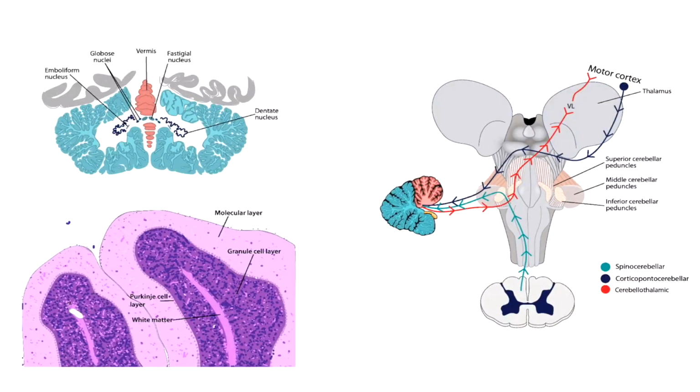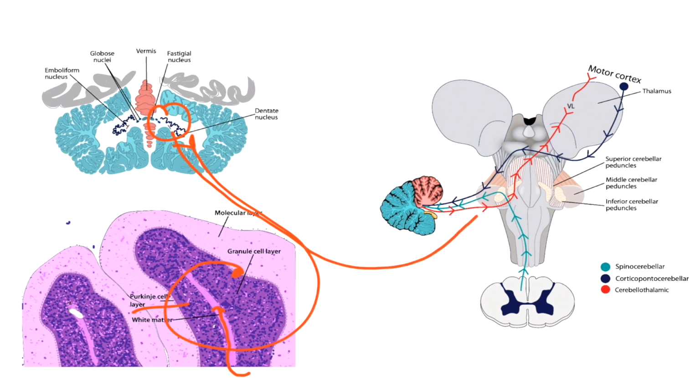So just as a review, the incoming tracts, the spinocerebellar and the corticopontocerebellar tracts, will enter through the white matter, and then the Purkinje neuron will be stimulated. Then it will send fibers to the deep nuclei, and these deep nuclei will then be stimulated to send their information through the cerebellothalamic tract, through the superior cerebellar peduncle. Now the cerebellum can become much more complex than this if you want it to be complex. However, for step one, these are pretty much all the facts you need to know.